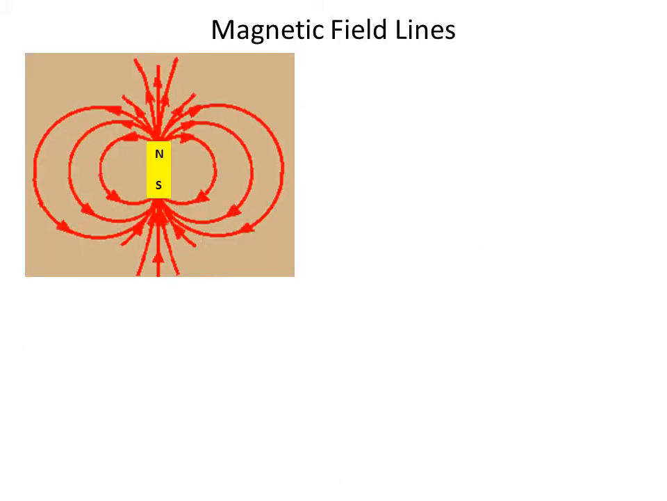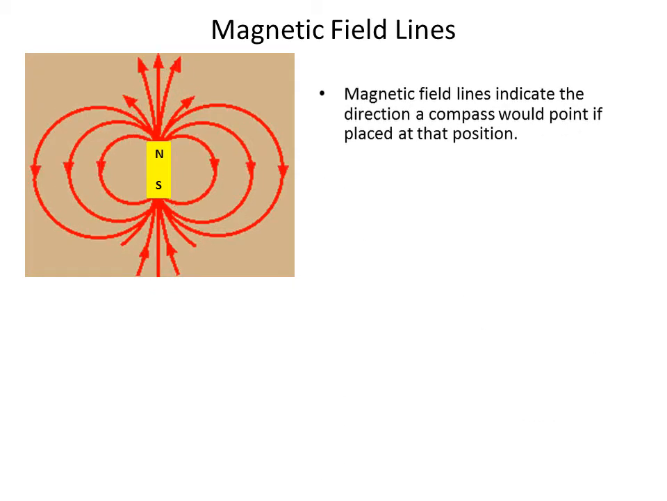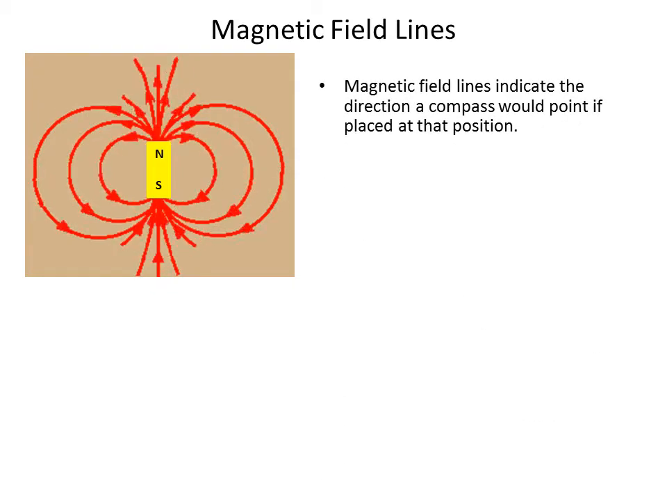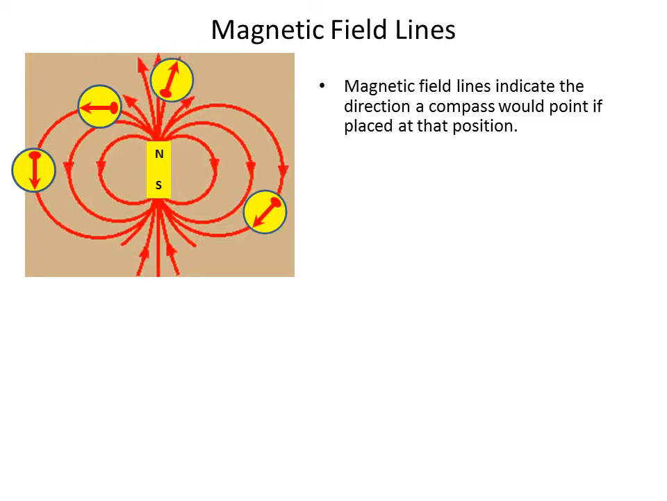Here we look at magnetic field lines. Magnetic field lines indicate the direction a compass would point if placed at that position. So if we place a compass there, we see it points in that direction. Place another compass there, we see it's pointing down there. We put a compass over there, we see it points in that direction. Or we place one near the top, it points nearly up.